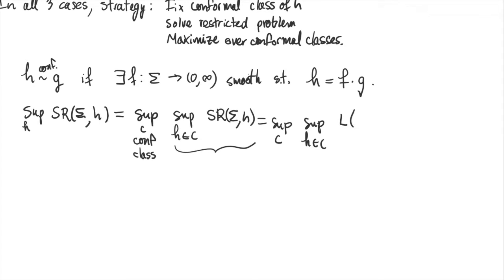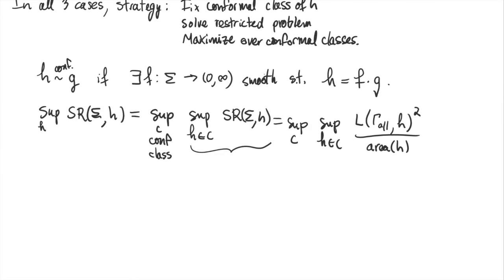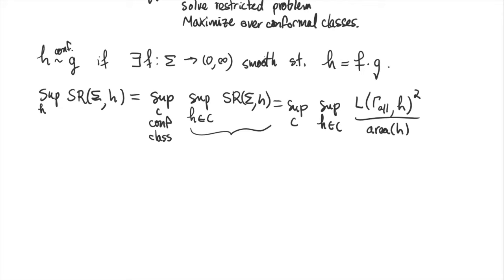So I'll write this slightly differently as capital L of gamma, for a certain family of curves, which I'll define in a second, divided by area of H. Here I've restricted to a 2-dimensional manifold sigma because this is the case I'm going to care about. This also makes sense in higher dimensions, and we can't compute any of these things in higher dimensions, so let's stick to dimension 2. Here gamma all is the family of all non-contractible curves that we're considering.